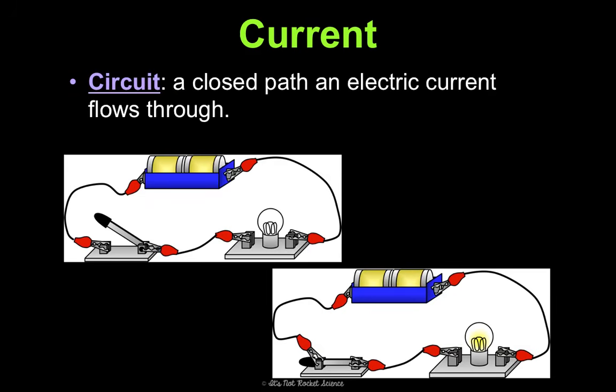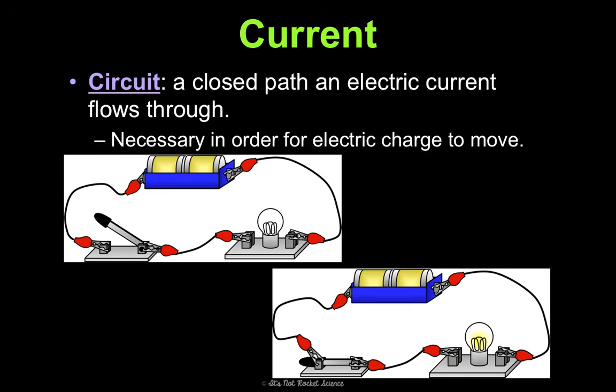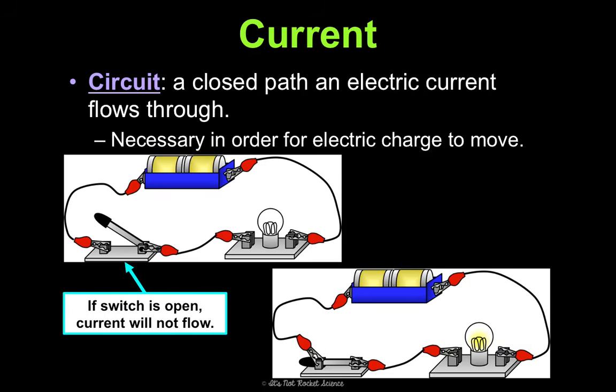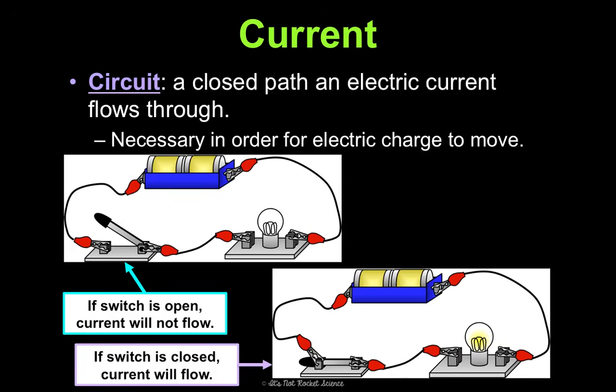Now, talking about that current, in order for current to flow, it needs to have a circuit. It needs to have a closed path to travel through. So looking at these two pictures, notice the difference. In this picture, the switch is open. That is not a closed path. This is an open path. Thus, you'll notice the bulb is not lit. Whereas in this picture, that switch is closed. Thus, the current is able to flow and the light bulb is able to be lit. This is necessary in order for electric charge to be able to move. If the switch is open, the current will not flow. If the switch is closed, it will flow.